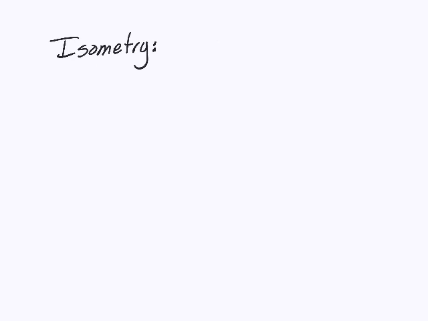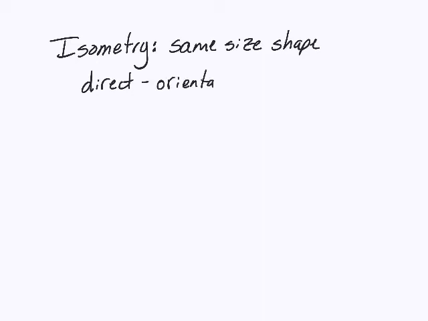Okay, we also want to define an isometry. Isometry means that it's the same size and shape, so those things don't change. Okay, and then we have direct isometry and opposite isometry. So a direct isometry, that means the orientation stays the same. Okay, so the order of the letters doesn't change.